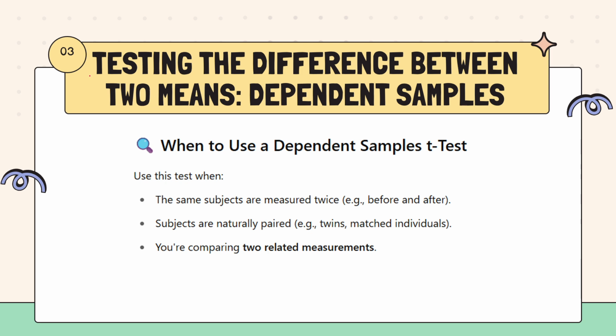So we have here when to use a dependent samples t-test. Use this when the same subjects are measured twice, before and after, or when subjects are naturally paired, such as twins and matched individuals, and you're comparing two related measurements. So that is when to use a test of the difference between two samples.